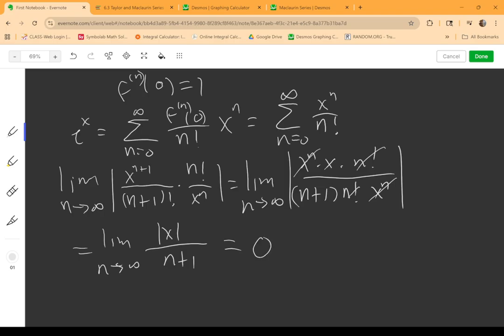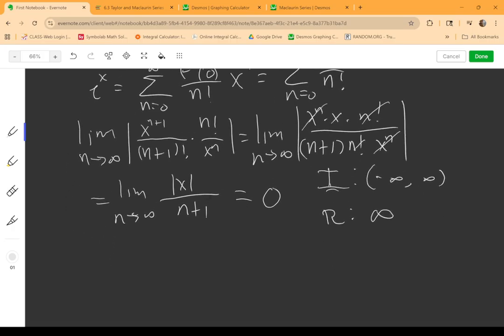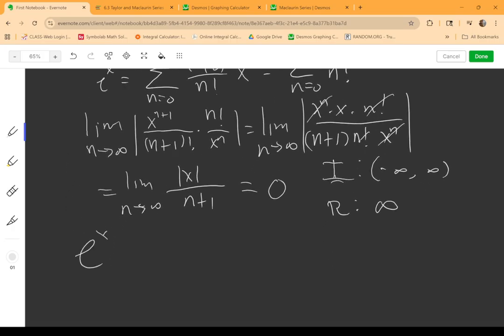All right, so what that tells me is that the convergence does not depend on x, so the interval of convergence is from negative infinity to positive infinity, with a radius of infinity. So we have a power series representation of e to the x that looks like this.